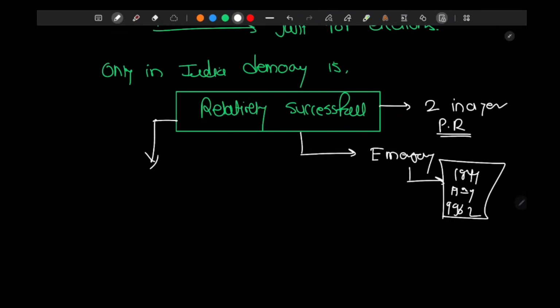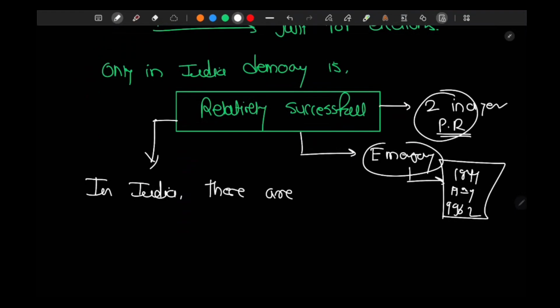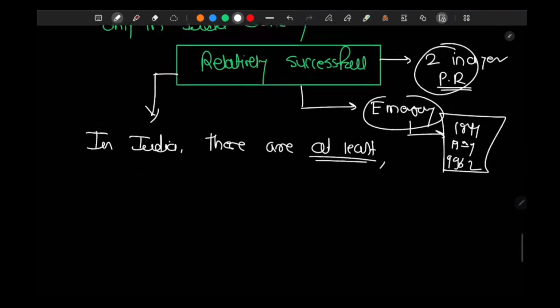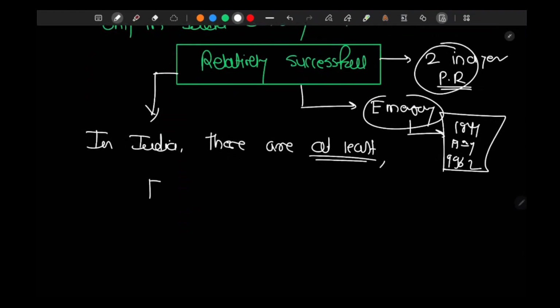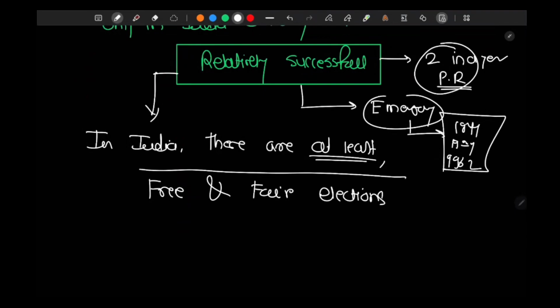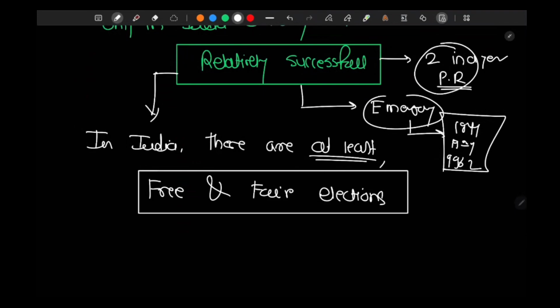Why is it relatively successful? Because in India there are at least free and fair elections. So in the third world, democracy is just seen as a form of government. It is seen in a narrow view, but in the Western world, it is about autonomy of self. It is a broad view. The Western world sees a bigger picture than the non-Western world.